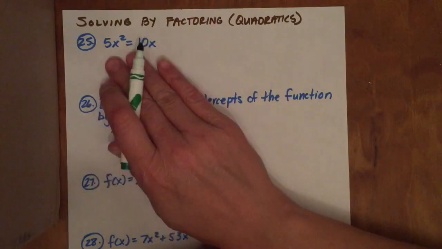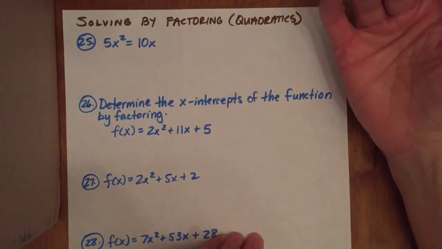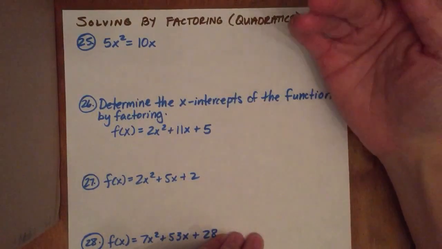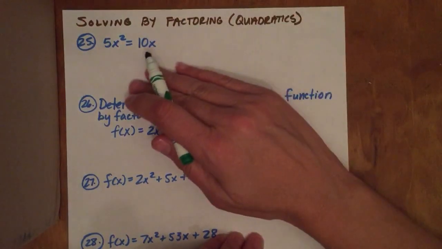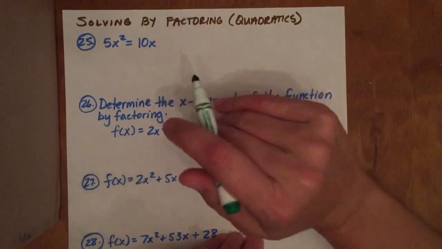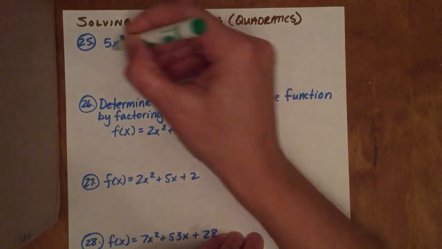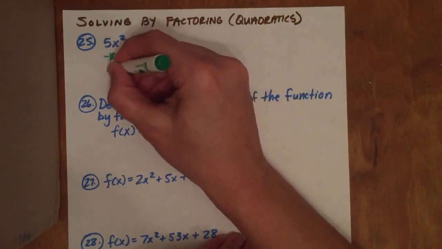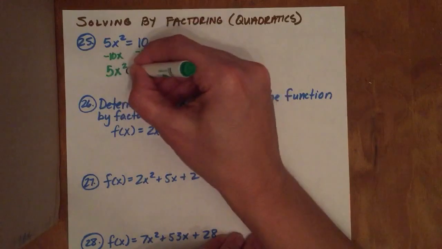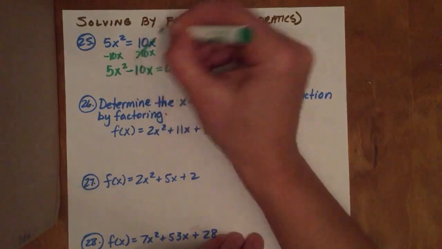So in this example, we have 5x squared equals 10x. And there's two ways we can solve this. The first one, if we're solving by factoring, then what we have to do is get everything on one side of the equation and 0 on the other side. So what I'm going to do first is subtract this 10x from both sides, and move it over. So that's going to give me 5x squared minus 10x equals 0.